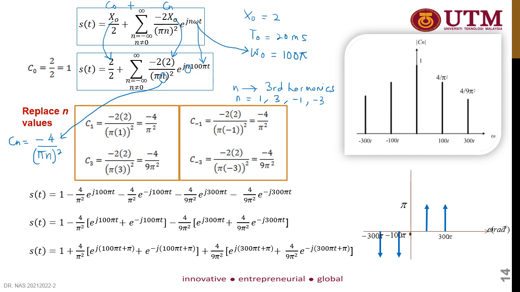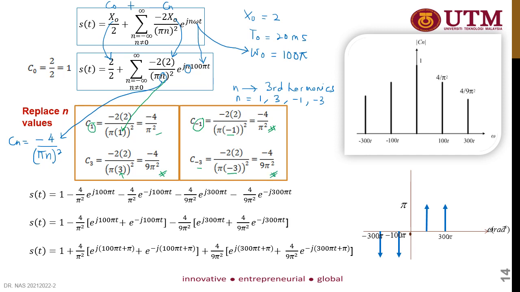From here, you then calculate your Cn. If n equal to +1, you replace the n with +1, so you get this equation. Then go for n equal to -1. When n is -1, you get this for C-1. Next, C+3: replace n with +3, so you get this equation. And for n equal to -3, replace n with -3, so you get this equation.